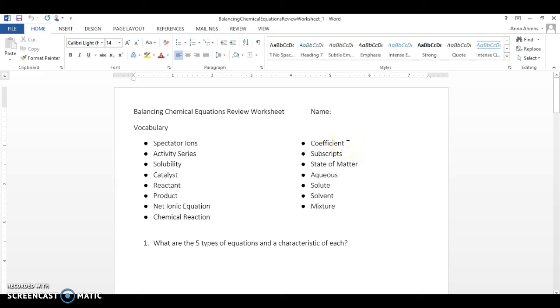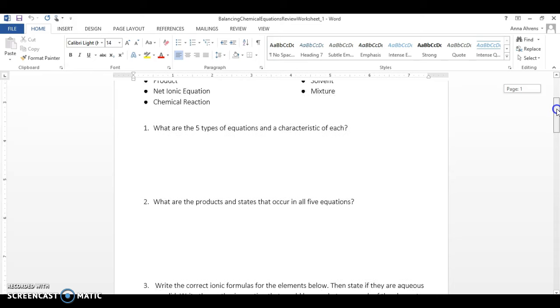Coefficients are the big numbers that we put out front when we're balancing chemical equations. Subscripts are the small numbers for when we're doing the crisscross. States of matter directly correlates with solubility, and that's going to be solid, liquid, gas, or aqueous. Remember, aqueous is a mixture. To make a mixture, you have to put the solute into the solvent. Solute, solvent, and mixture are all from chapter 1, taking it back a little bit.